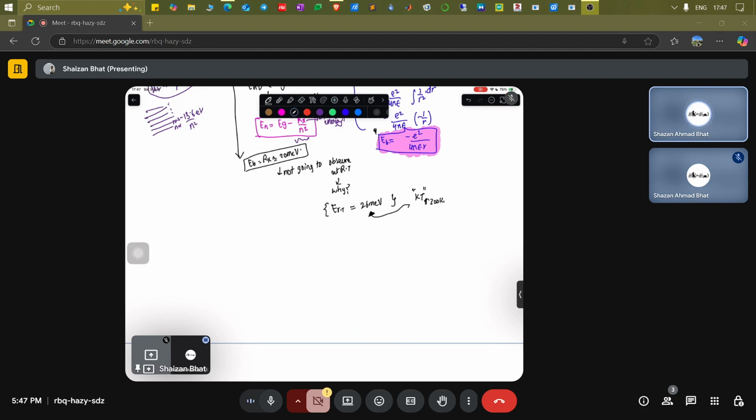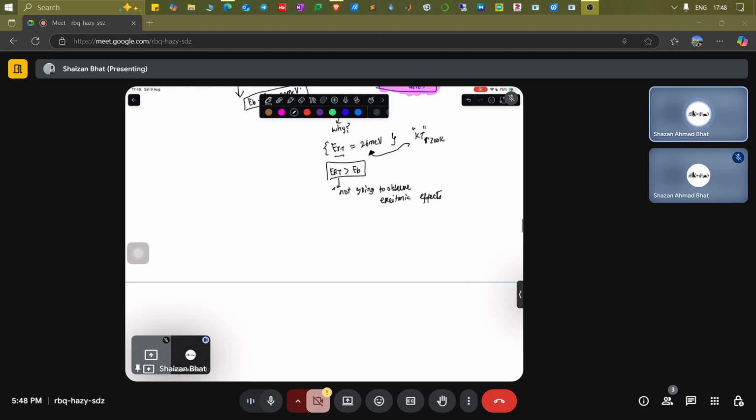So you can see that if the room temperature energy is much greater than the binding energy, you're not going to observe the excitonic effects. Okay, so that is the fundamental thing.